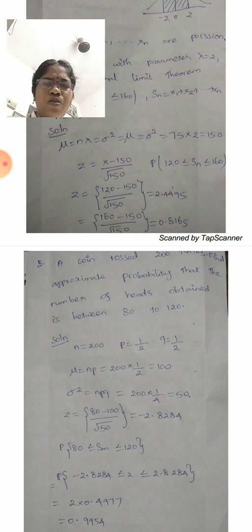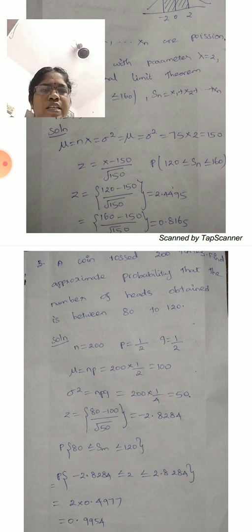Then z equal to (x minus mu) by sigma. Here we have to find the probability of 80 less than x less than 120. First we take x value 80. Therefore (80 minus 100) divided by sigma, which is square root of 50. We simplify this, and the answer is minus 2.8284.